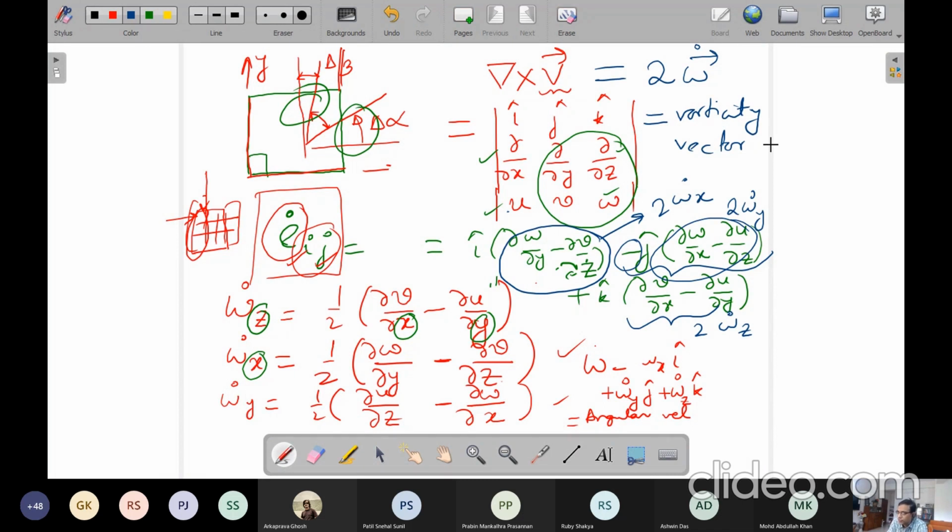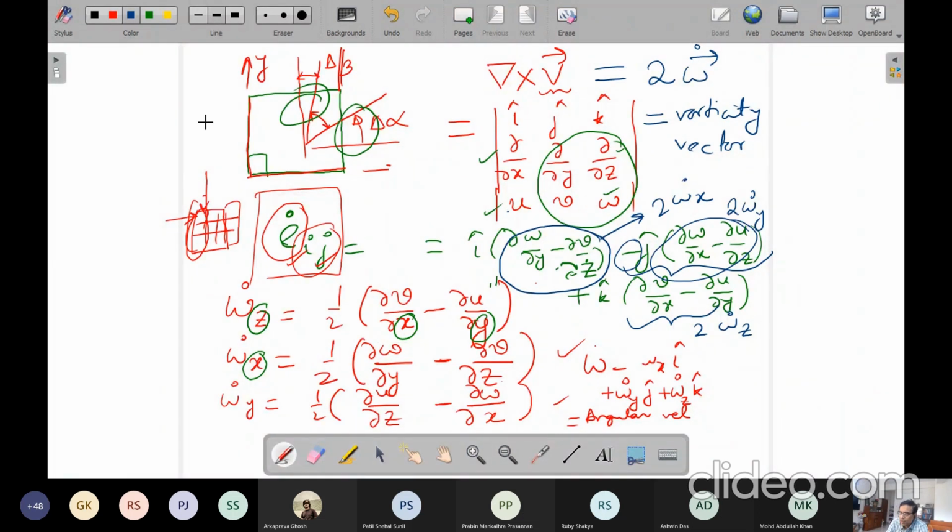Instead of starting with a definition, I have started with the physical example of rotation, and I have shown you how that physical example of rotation merges with the mathematical description of curl of a vector. So we have described the deformation, which includes linear, angular, and rotation. Rotation is not deformation; it's simply almost like a rigid body movement, and the deformation includes linear or angular.